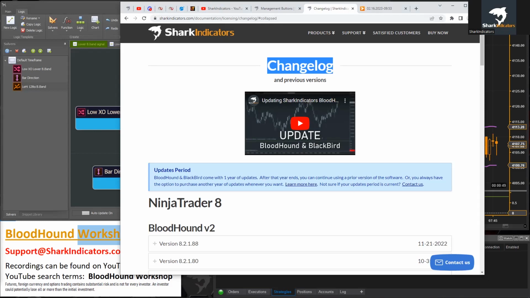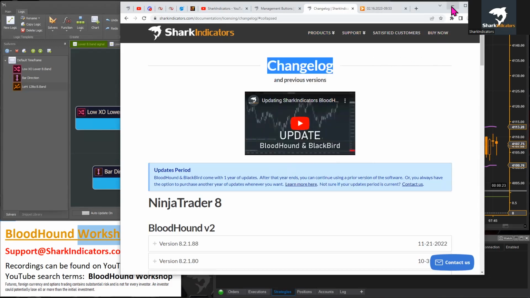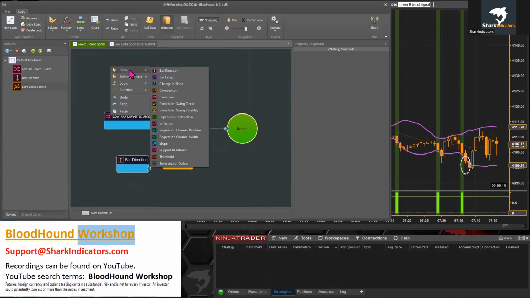So you can do that in both BloodHound and Blackbird. You can limit the BloodHound signals so that they only show up during a certain time period of the day. And Blackbird has a scheduler built into it as well, so if you don't clean up your BloodHound signals, you can use Blackbird to limit its trading times. Simply put there, Kenny, you want to use the time session solver.